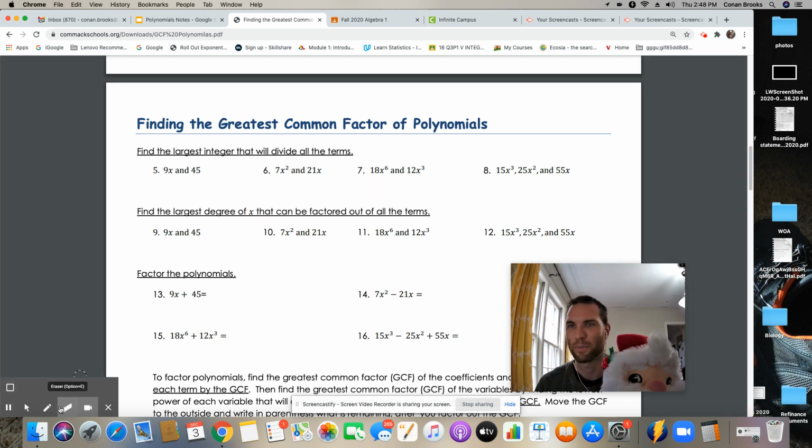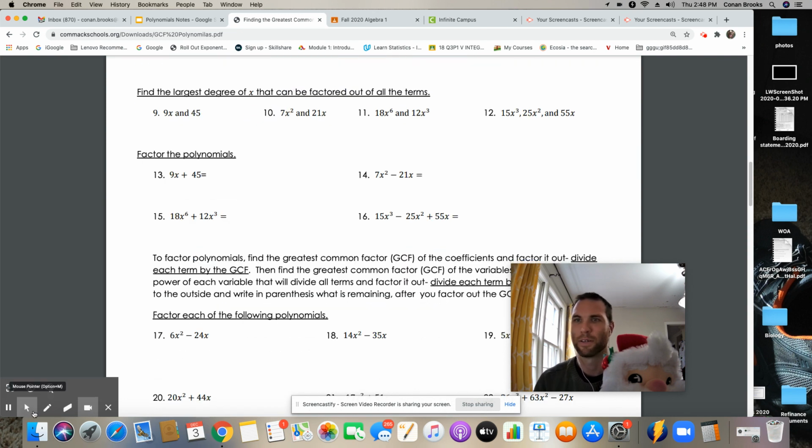Okay, let's keep going. Factor the polynomials. So here we go. I'm going to factor these. And it looks like this is already what we did up there. So this would be 9, that's the integer, and what's left is x plus 5. And that's factored. If you distributed 9 back in, you would get the original polynomial. Okay, here we said it's 7x.